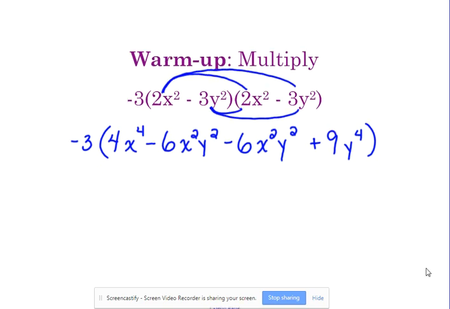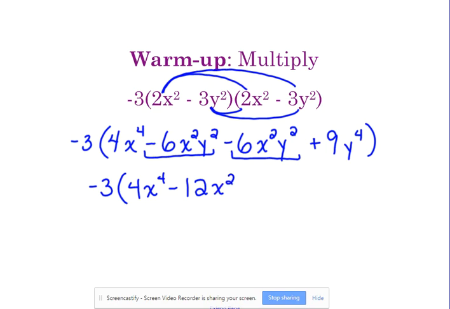Now, before I distribute the -3, it'd be great if I could combine some like terms inside of my parentheses, and I can. We do have two terms that have x squared y squared, so we can combine their coefficients. So we've still got 4x to the 4th, but now we have -12x squared y squared plus 9y to the 4th. And then finally, we can distribute that -3 to get our final answer.